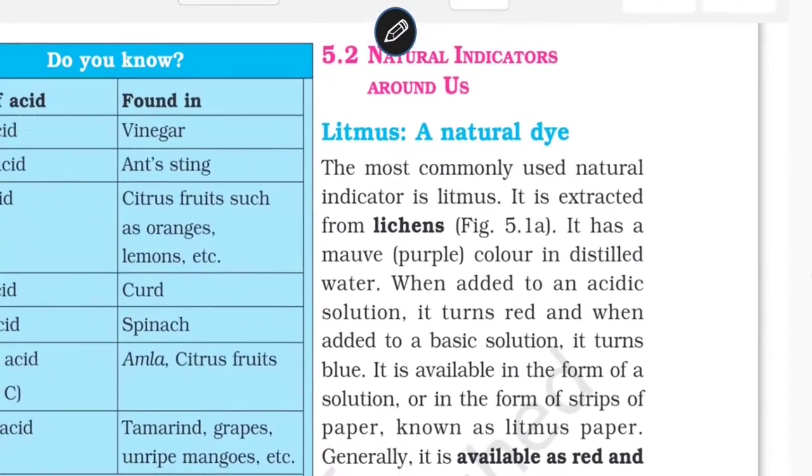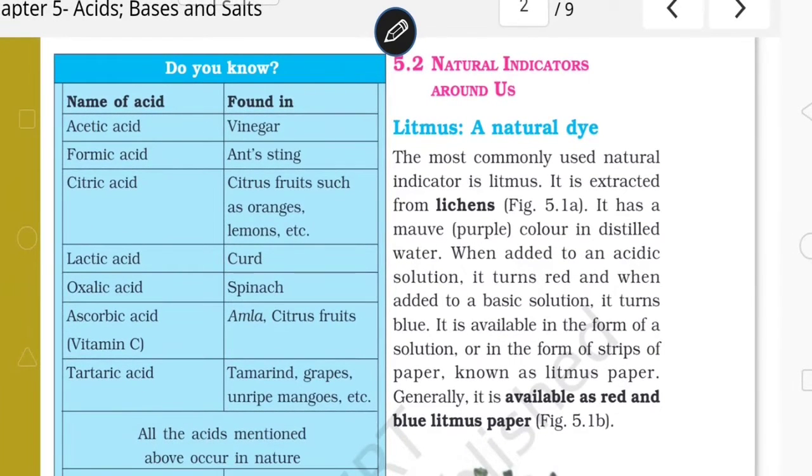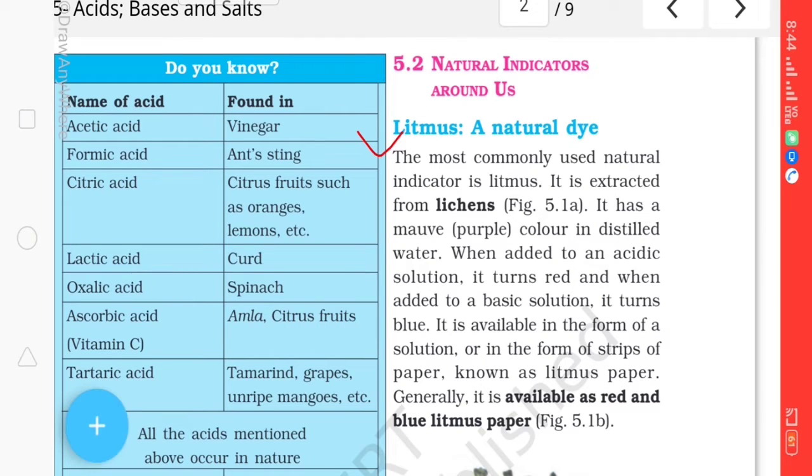Now let's see the natural indicators around us. We all know some of the natural indicators: litmus, China rose petals and turmeric. First of all, let's see litmus. What is litmus? Litmus is a natural dye, that means it gives color. The most commonly used natural indicator is litmus. So we use litmus more often than turmeric and China rose petals.